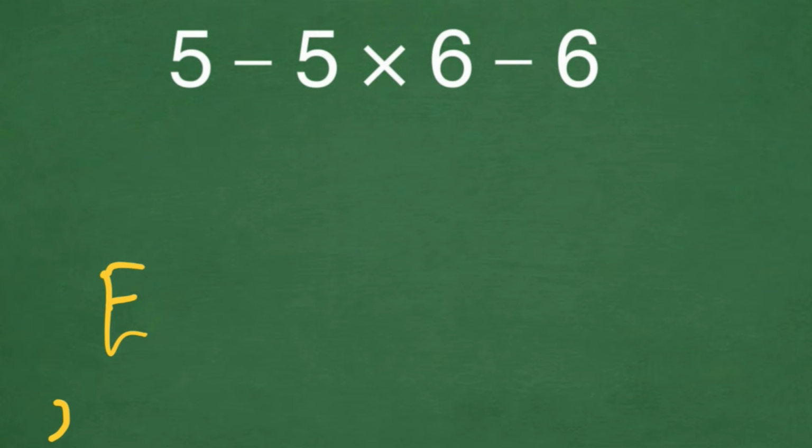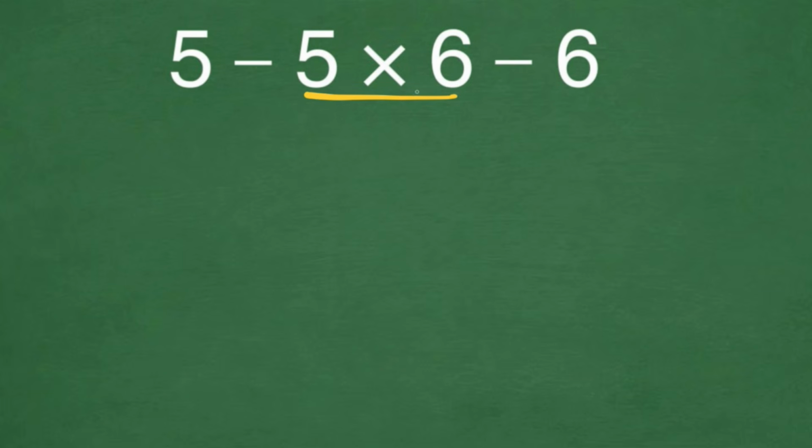So here we have 5 minus 5 times 6 minus 6. We have a multiplication and subtraction. And like we discussed, the first thing to solve is parentheses and then exponent, then multiplication, right? So we don't have parentheses, we don't have exponent, but we have multiplication, right? And multiplication should be solved before subtraction, right?